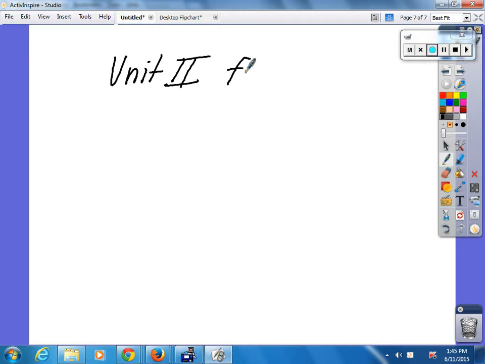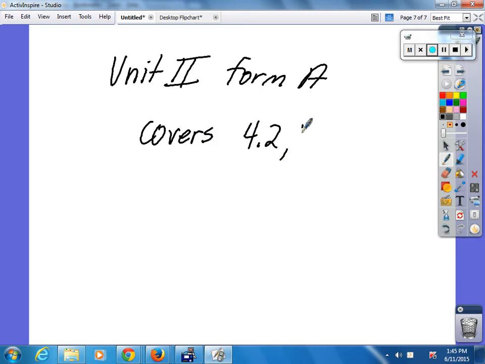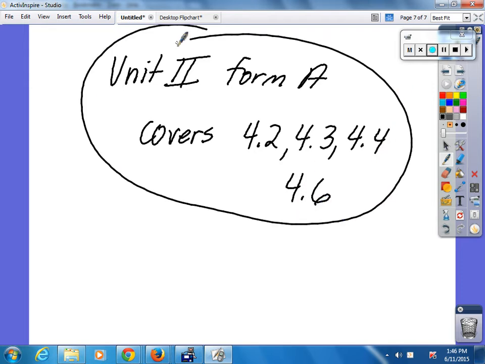Unit 2, Form A. I don't know if it's called Form A or if it says Chapter 4. What does it say? Form A? Okay. This covers 4.2, 4.3, 4.4, and 4 point what? What did I tell you we skipped in this section?